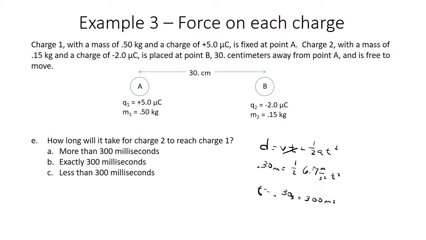Now this relies on charge B accelerating towards charge A at a constant 6.7 meters per second squared. But that's not the case here, because as B approaches A, the force of attraction grows. And so it will actually take less than 300 milliseconds until it reaches A.